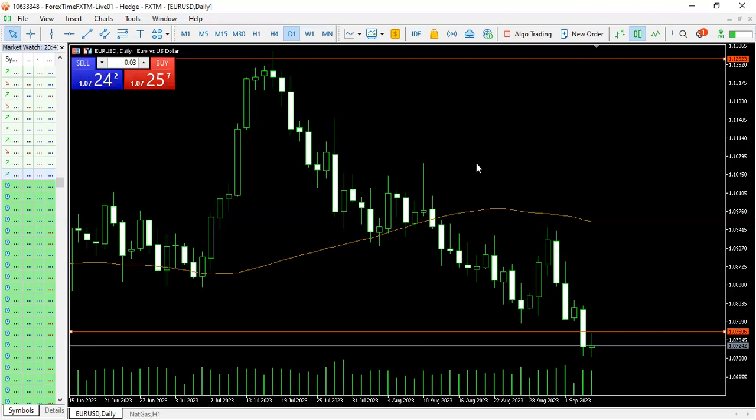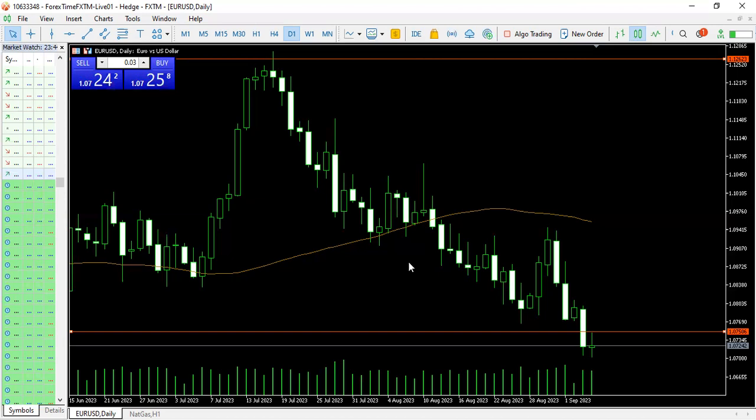What I want to show us now is the current price of Euro USD. The ask price is 1.07242. Then the bid price is 1.07506. So currently it means 1.07506 Euro will buy $1.07241. That's what it means.